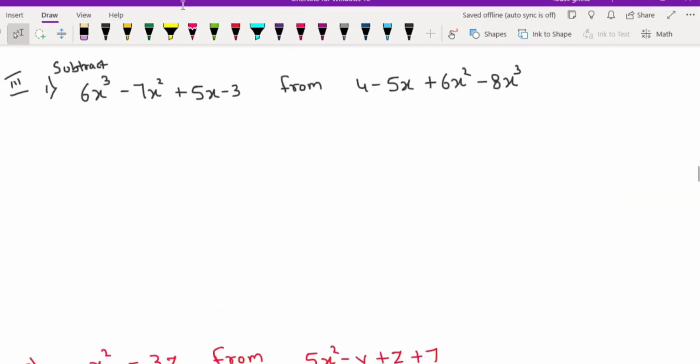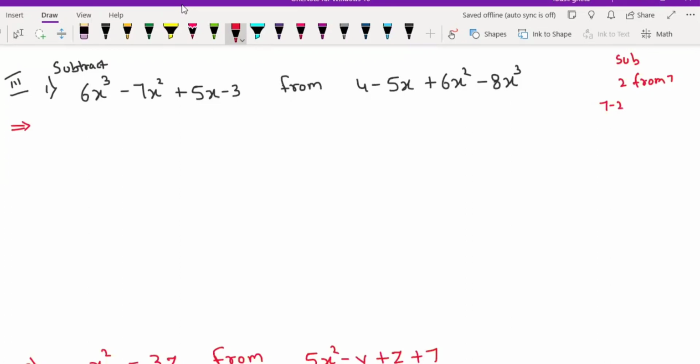So let us solve the third main. For example, if I say you are to subtract 2 from 7, what we're gonna do? We're gonna subtract 7 minus 2, right? Correct. The same thing we're gonna apply over here also.